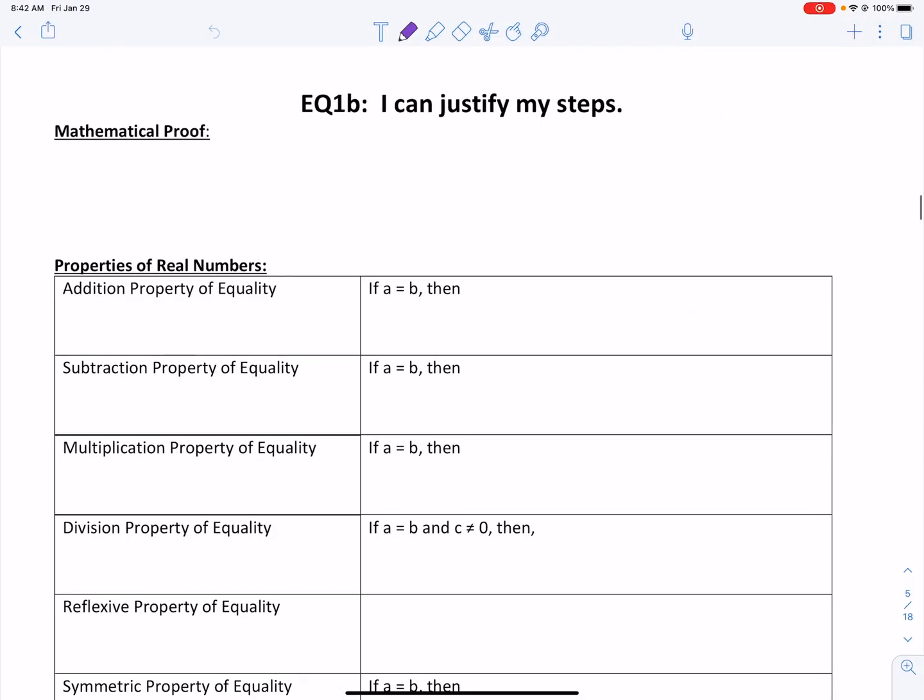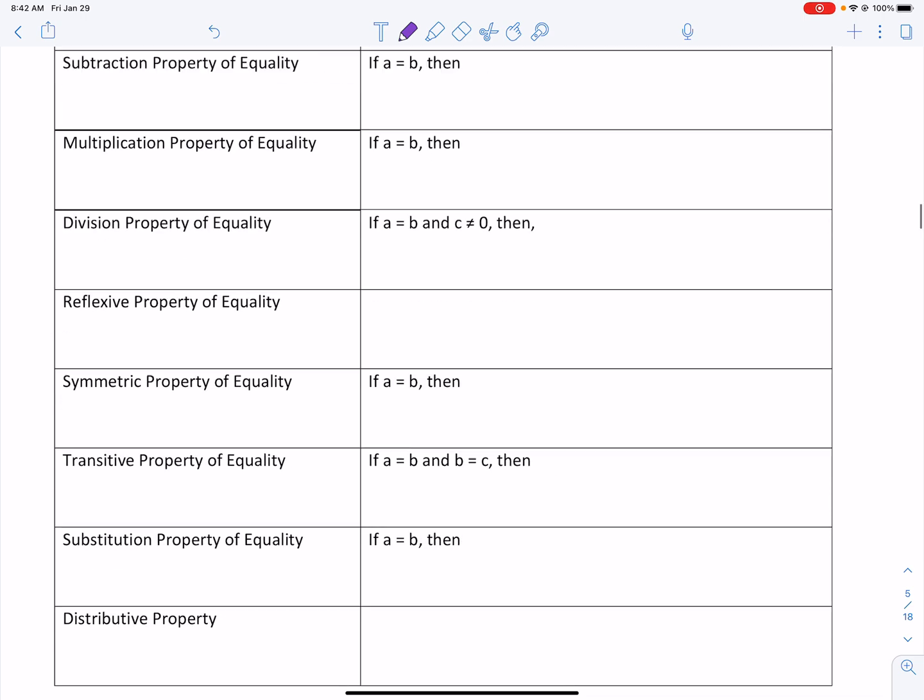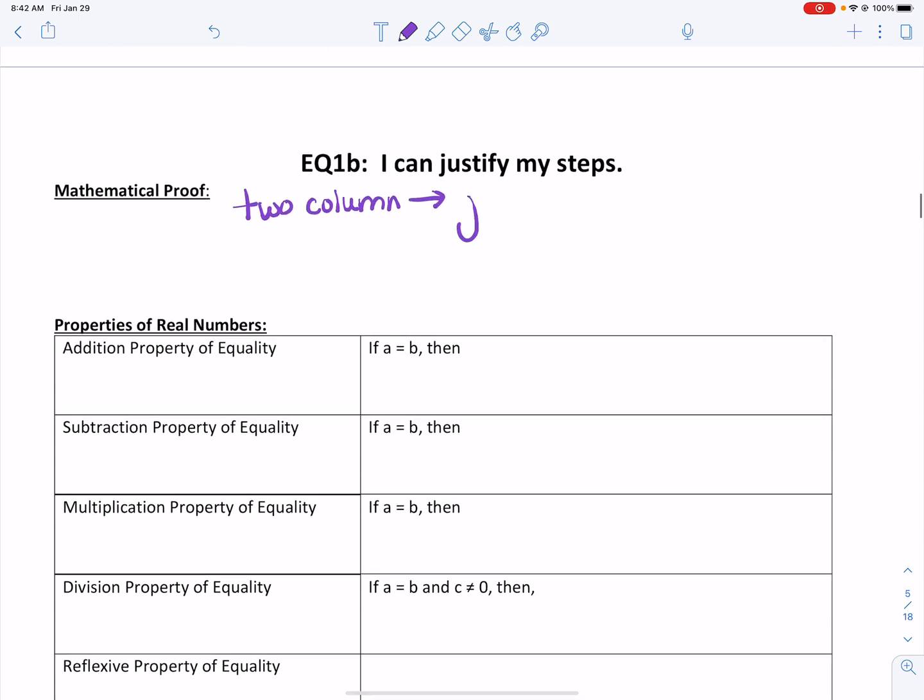All right, so we are going to do a mathematical proof, and we are going to work on what's called a two-column proof today. This is something you have to do for geometry. It's kind of like explaining in words what you're doing mathematically. So we are justifying the steps, okay?